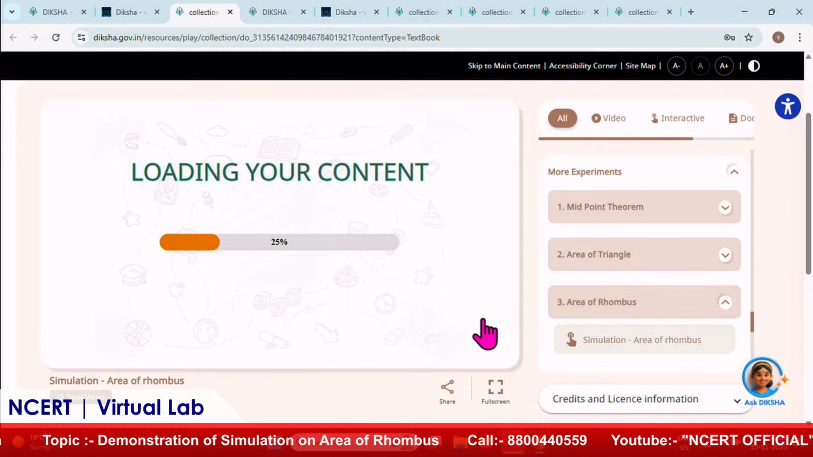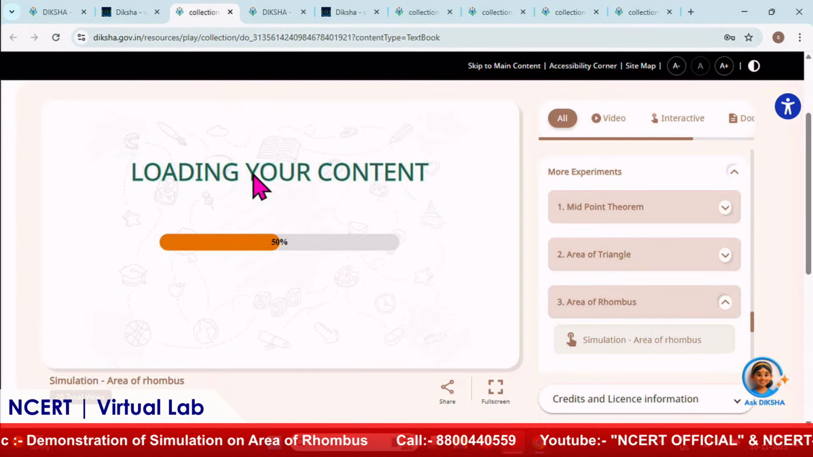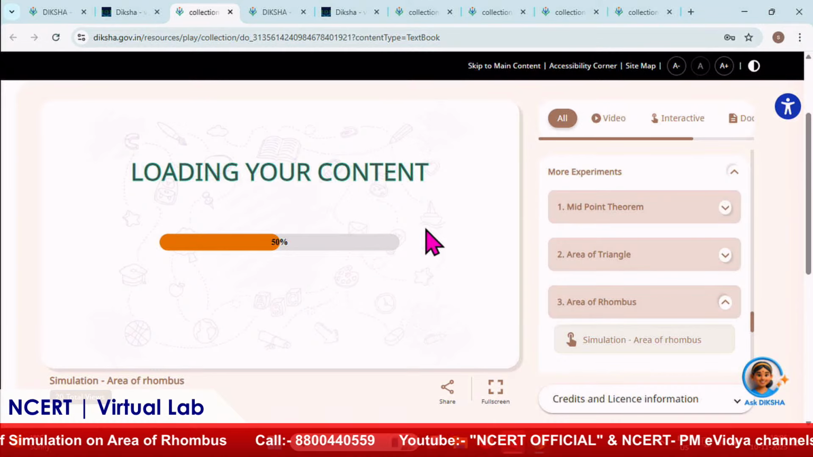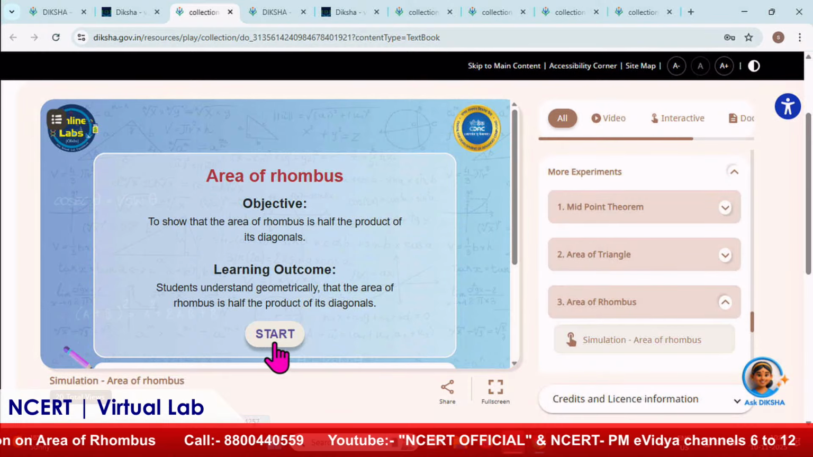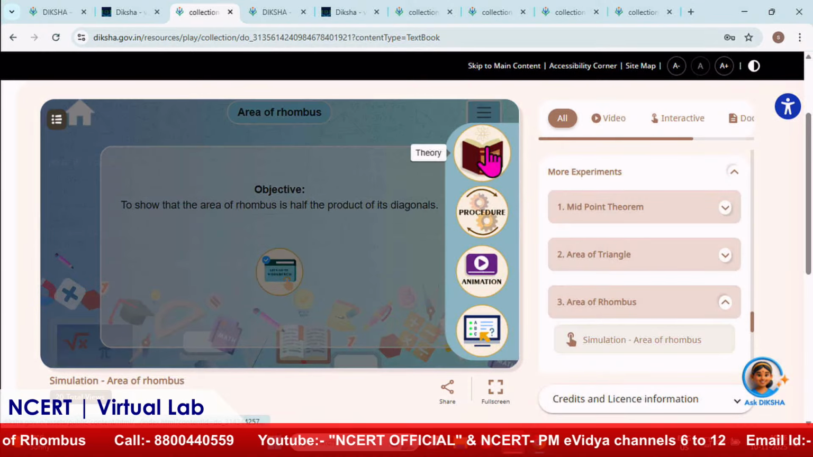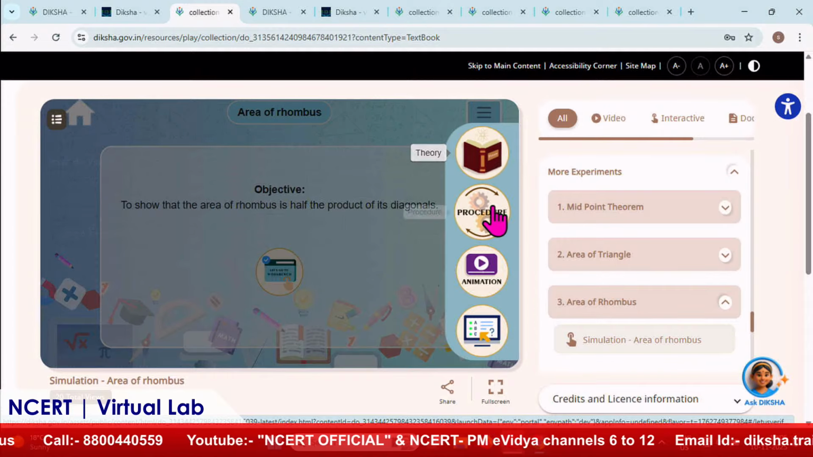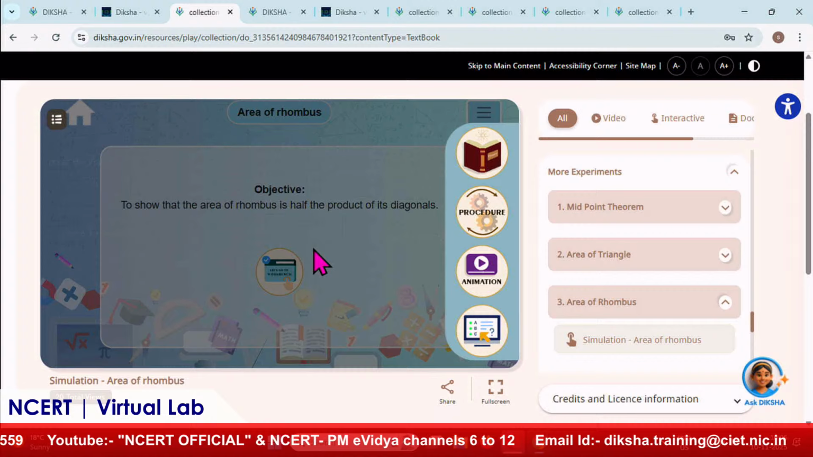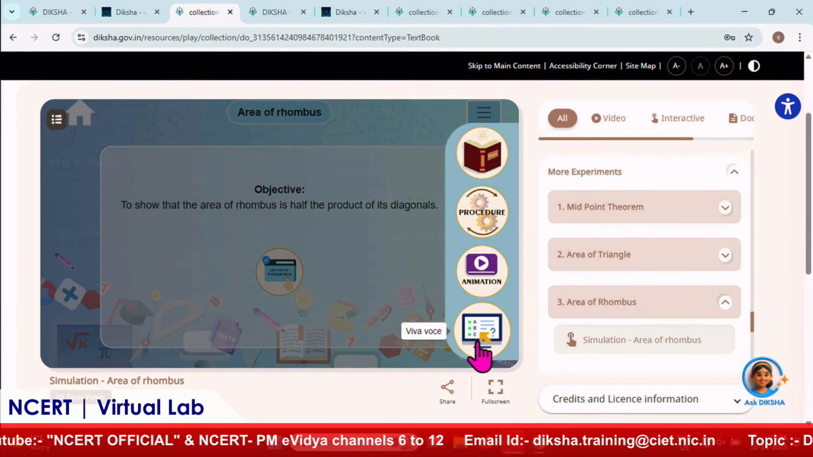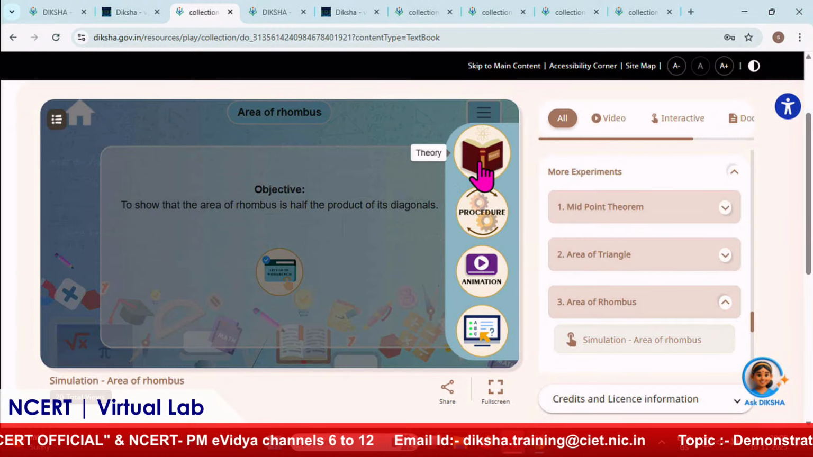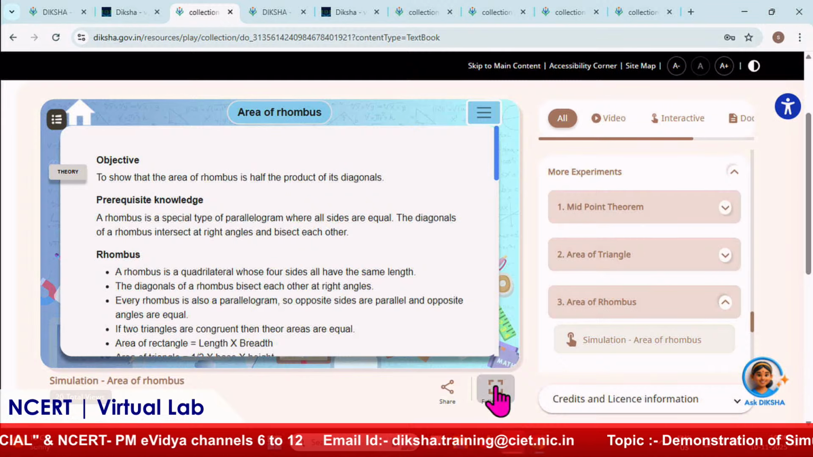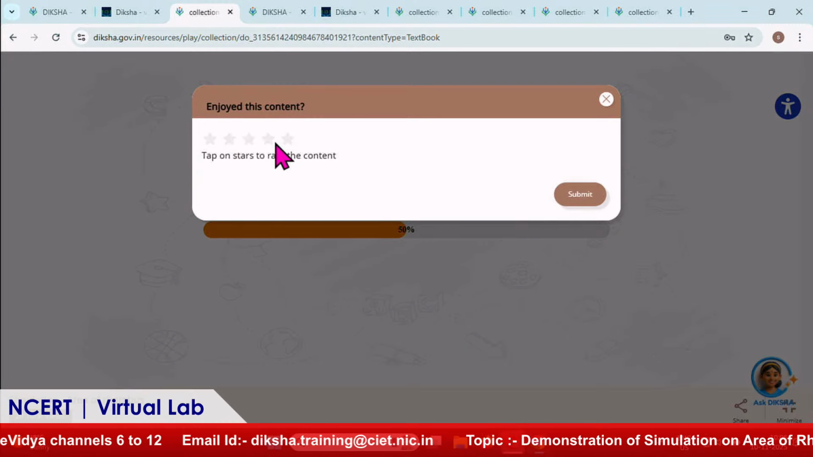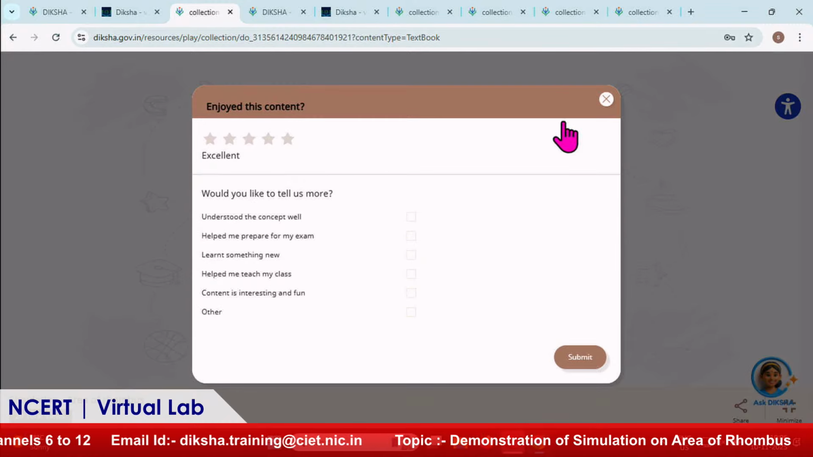Now we can see that the content is divided into 4 to 5 parts. The first part is the theory part, the second part is the procedure part, the third is animation, and the fourth is the simulation, and then we can go for the self assessment part. So first we click on the theory part. We can see that the theory is given. Whenever we do any experiment, we should know what is the theory behind it.